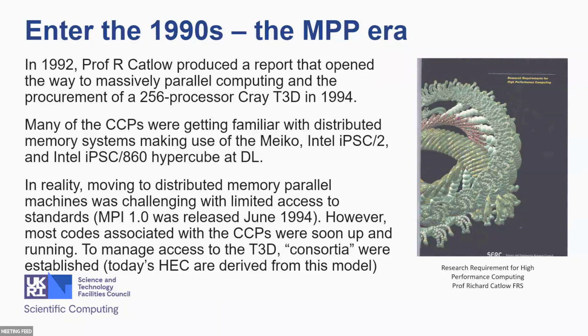And what we did to access the system is something that people will recognize today, the consortia model. Today, we have the high-end computing consortia. This originated with the Cray T3D, where access to the system was done almost like a European model, where you bring together the community. So the CCPs were an ideal model for trying to pull these things together. And it was all tackled through this consortium model.